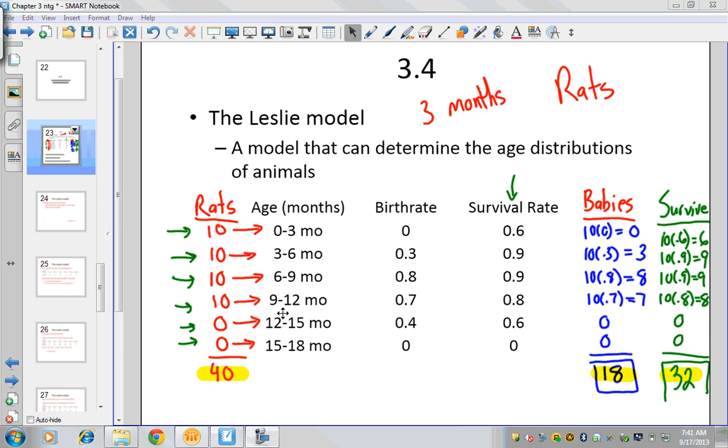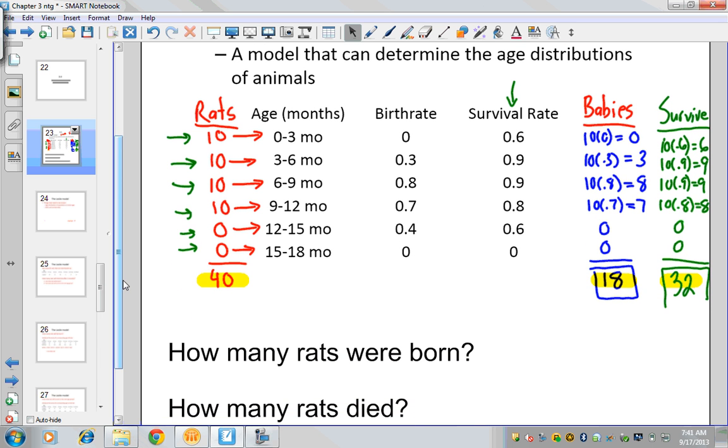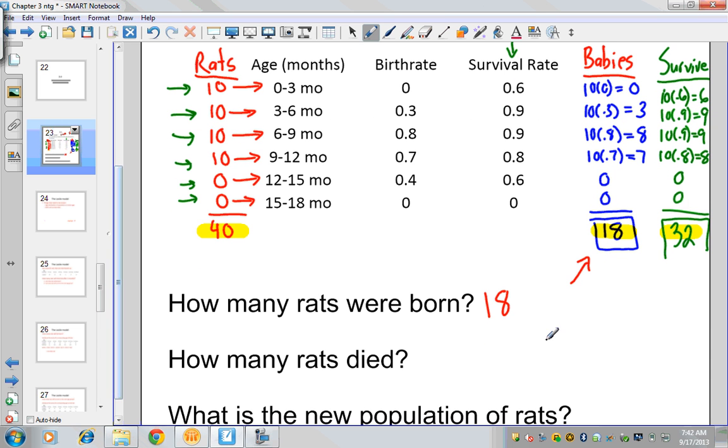So let's see if we can answer a couple questions here. Based upon this information, how many rats were born during this first 3 months? Well, there were 18 born, because that's what our birth rate tells us. How many rats died? Originally we had 40 rats, but now we have 32 rats. So if you do the quick math, it was simple: 8 of the original 40 ended up dying.